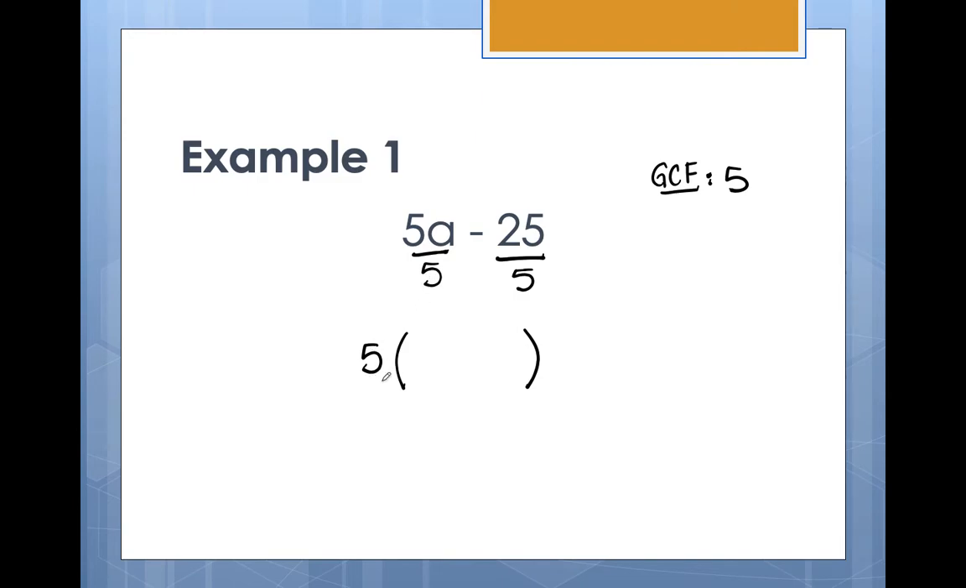So we're going to put the 5 in front, and then we're going to put the remaining expression inside the parentheses. So 5a divided by 5, 5 divided by 5 is 1, so you would get 1a, and then 25 divided by 5 is 5. So your answer would be 5 times the quantity 1a minus 5, or as you know, we don't need the 1 there, so you could just write 5 times the quantity a minus 5.